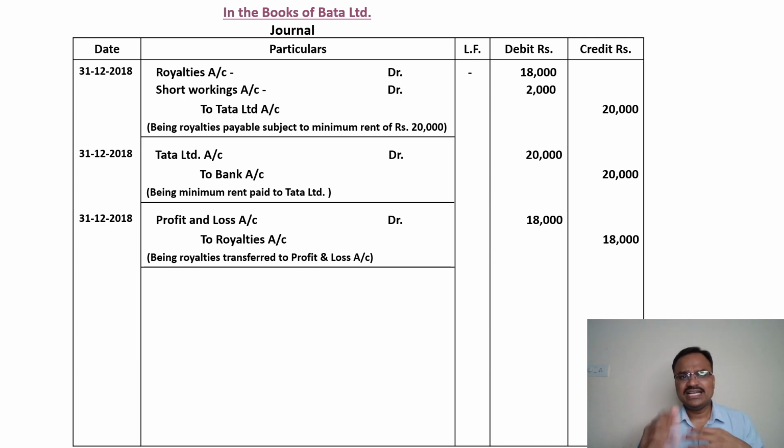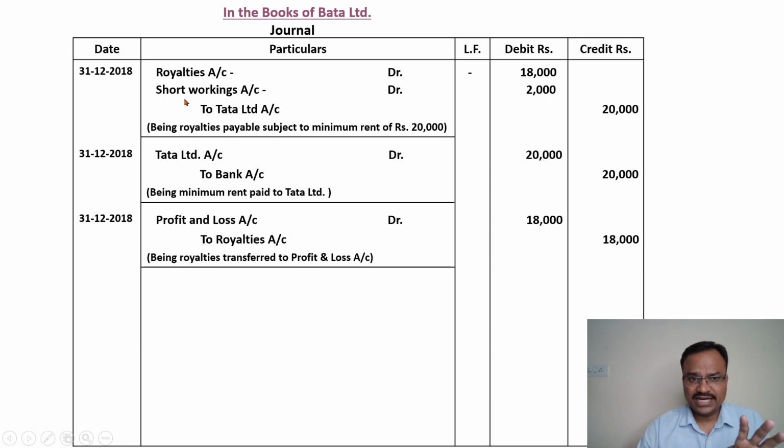Okay, every year these entries are repeated. But it is possible that in any year there are no short workings, or there can be a situation that short workings are recovered. Accordingly we have to give effect to short workings, but these are the basic entries we need to pass every year in the books of the lessee.